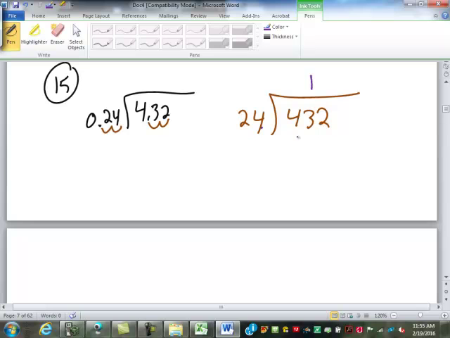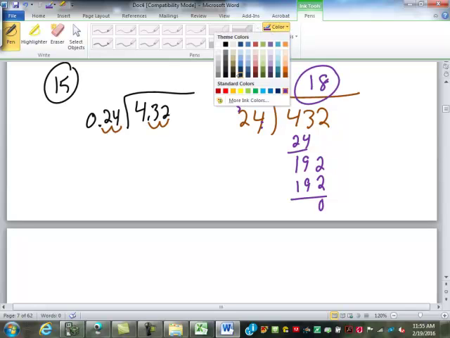24 goes into 43 once. That's 24. We subtract, we get 19. Bring down the 2. 24 goes into 192 8 times. 8 times 4 is 32. That's 2 carried to 3. 8 times 2 is 16, plus 3 is 19. There's nothing left over. So it goes in there exactly 18 times.